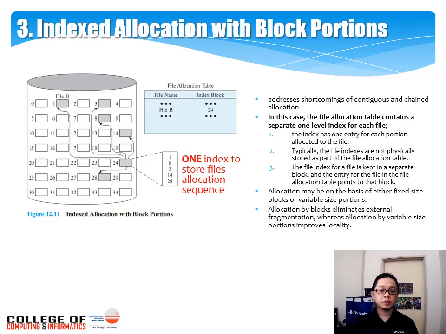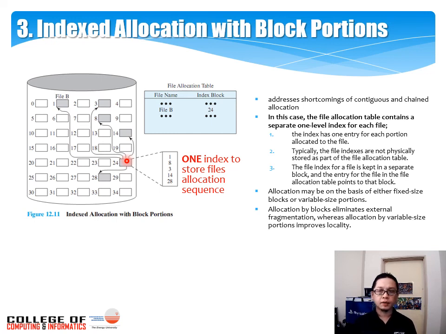The third approach is to have the index allocation with block portion. So how is it different from the previous method? See here, we have the blocks linked together in a chain, but this time the chain is also part of the file structure. Inside the chain, there will be one block that contains the index of all the file blocks that need to be consolidated and combined together in order to form a file.